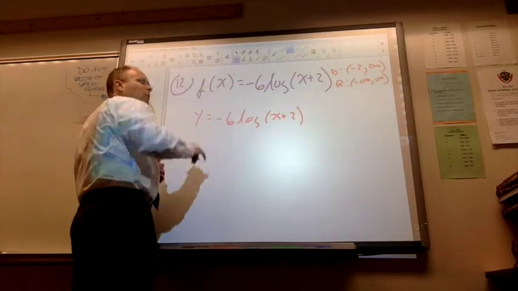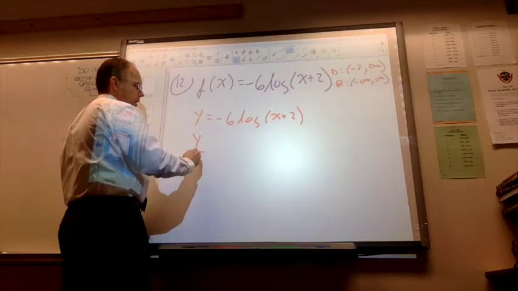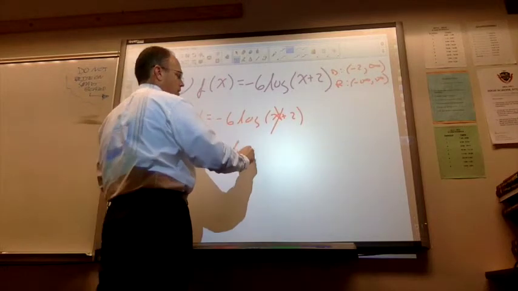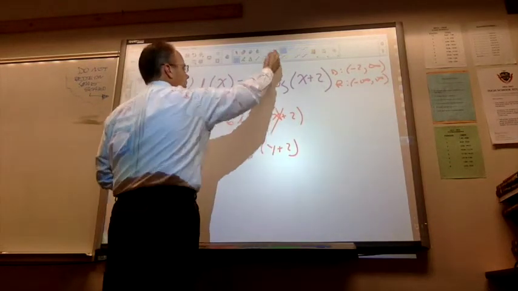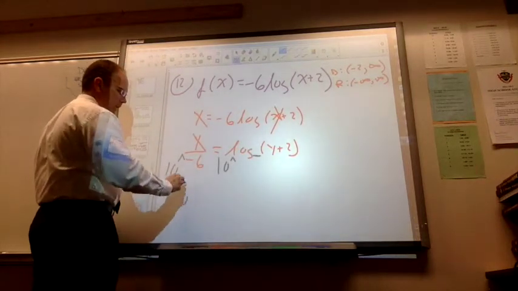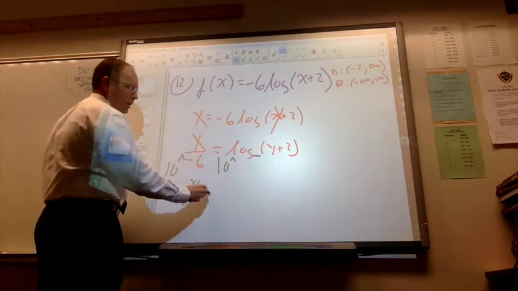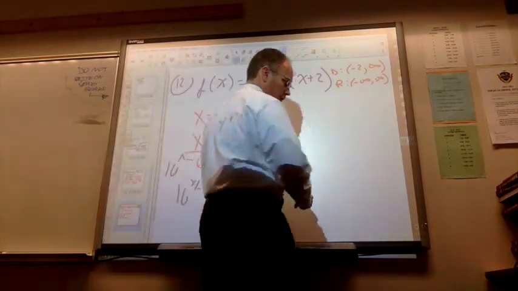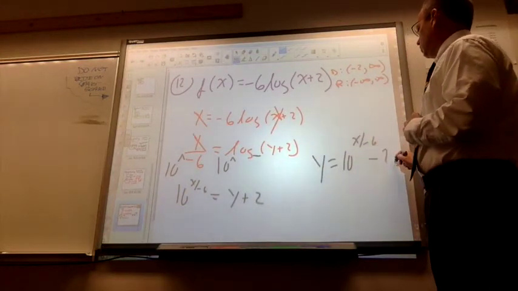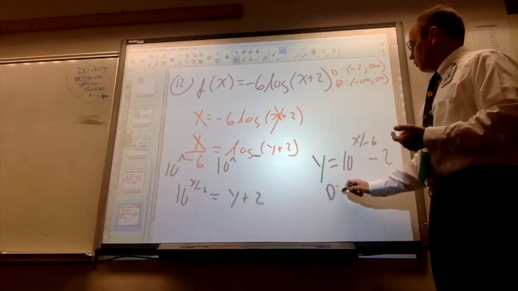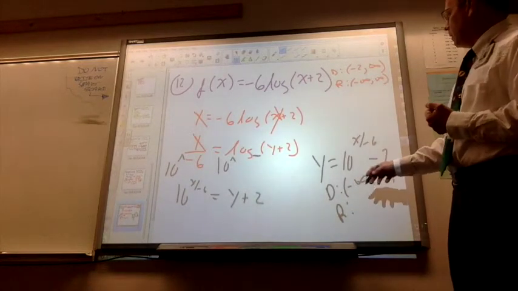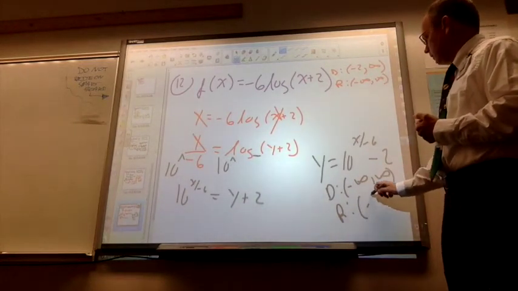Okay, I could bring the exponent up front if I wanted to, or I could do this, make that an x, make that y, and that's going to give me log y plus 2. 10 raised to the, and 10 raised to the, because that's log base 10. So 10 to the x over negative 6 equals y plus 2. So my answer is 10 to the x over negative 6 minus 2. Again, my domain looks like I can go negative to positive infinity. My range, no matter where I plug in, I can get a negative. The smallest negative I can get is probably negative 2.